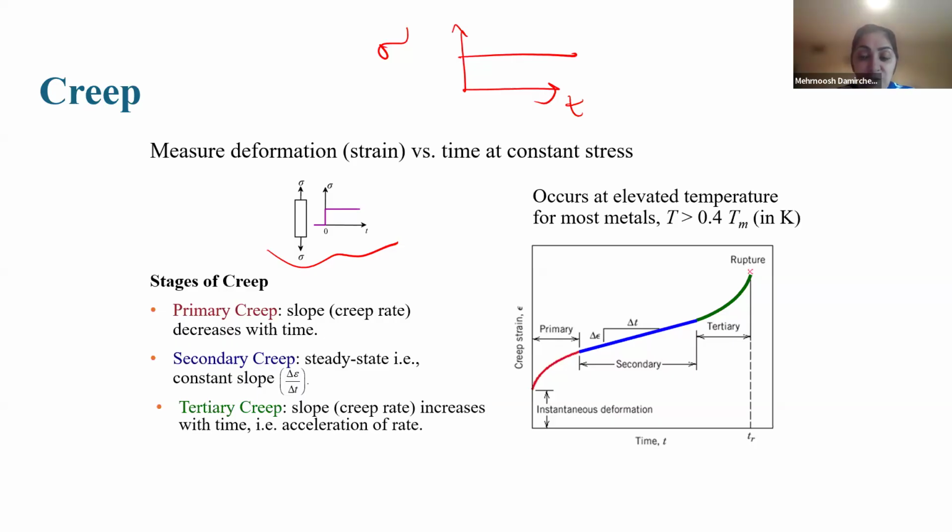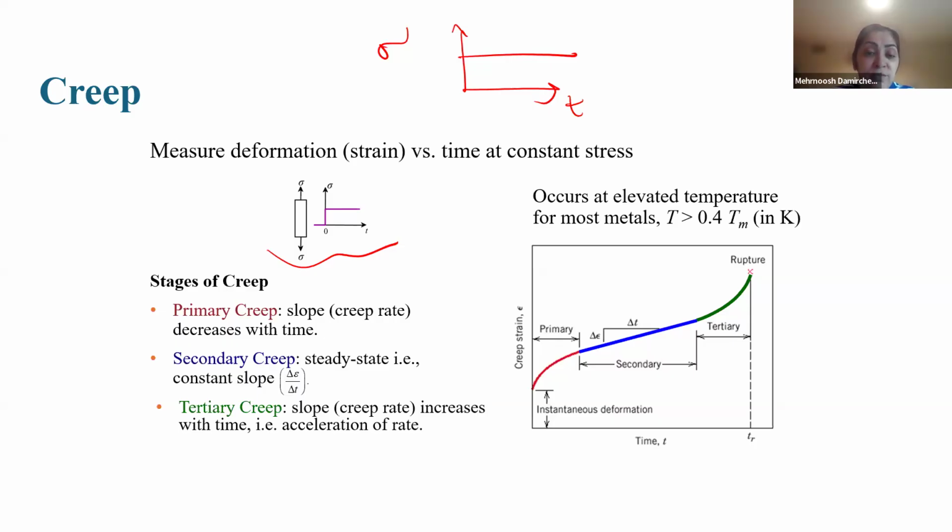In creep tests, we measure strain versus time while maintaining constant stress and temperature. Even though the applied stress is below the yield strength, or sigma is less than sigma y, materials can still deform slowly and eventually fail if the load is maintained long enough.